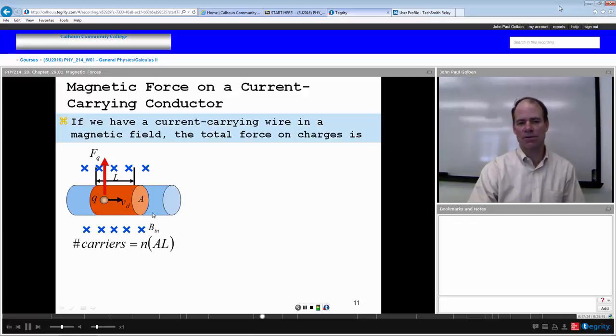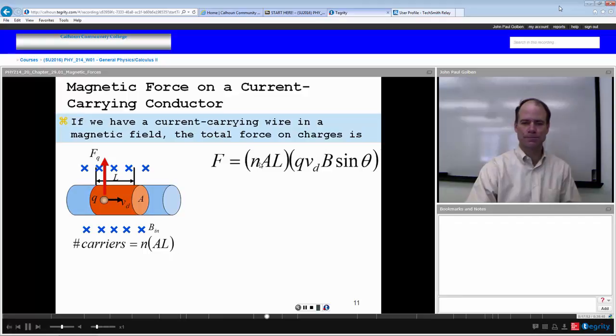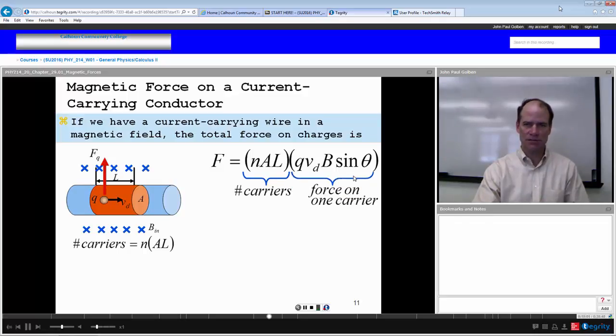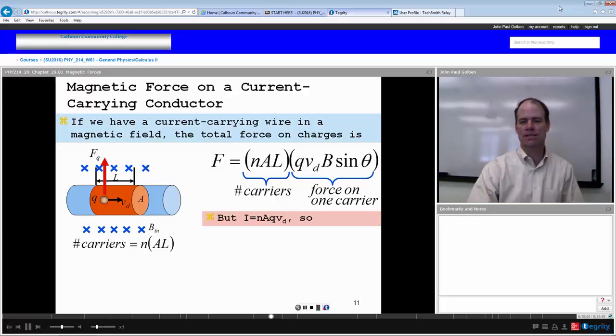Consider a volume of length L and cross-sectional area A. The number of charge carriers in that volume will equal the number of carriers per volume for that material, be it copper, silver, gold, whatever, times the volume of that segment, which is cross-sectional area times L. If we multiply the number of carriers by the force on each individual carrier, we would get the total force on the charge carriers in that wire. And hence, that would be the force on that segment of wire.